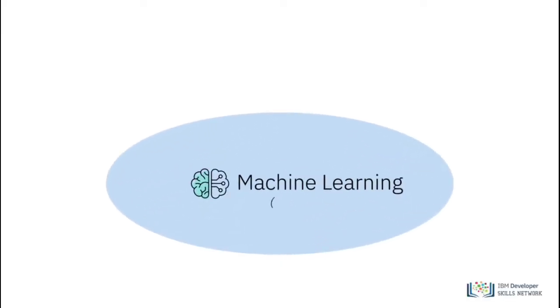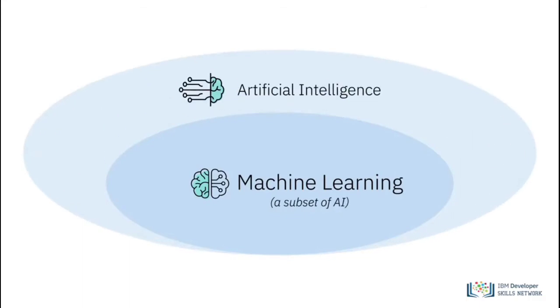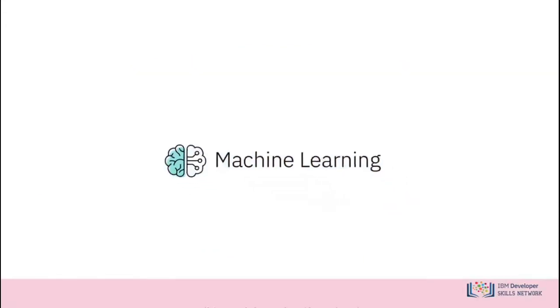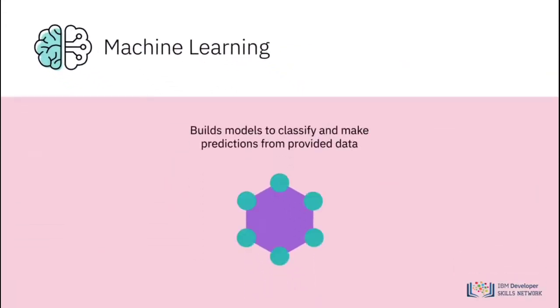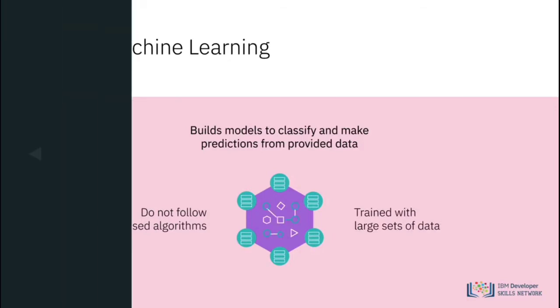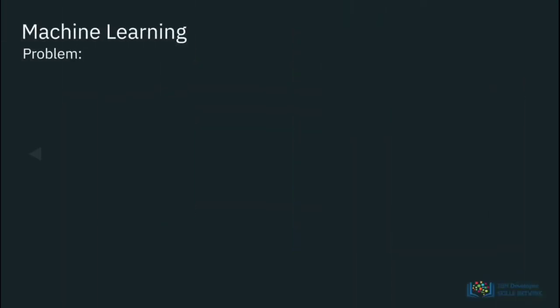Machine learning, a subset of AI, uses computer algorithms to analyze data and make intelligent decisions based on what it has learned. Instead of following rules-based algorithms, machine learning builds models to classify and make predictions from data. Let's understand this by exploring a problem we may be able to tackle with machine learning.